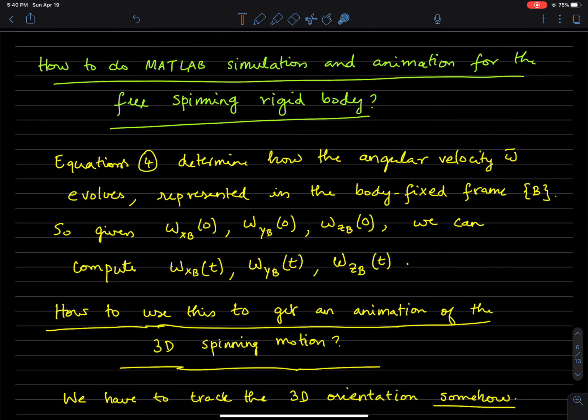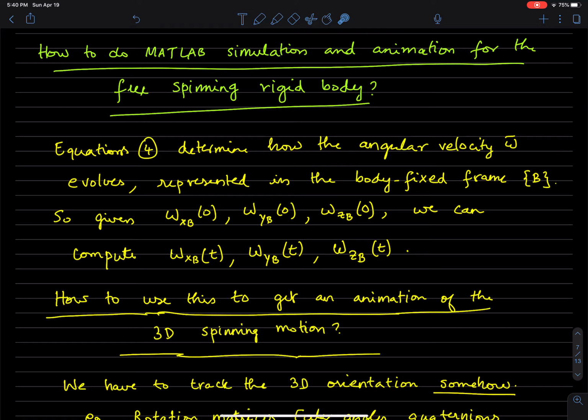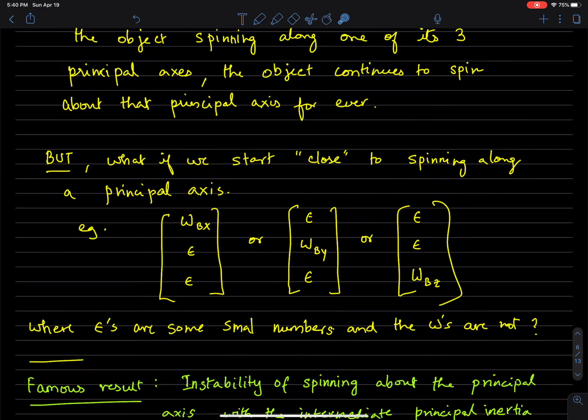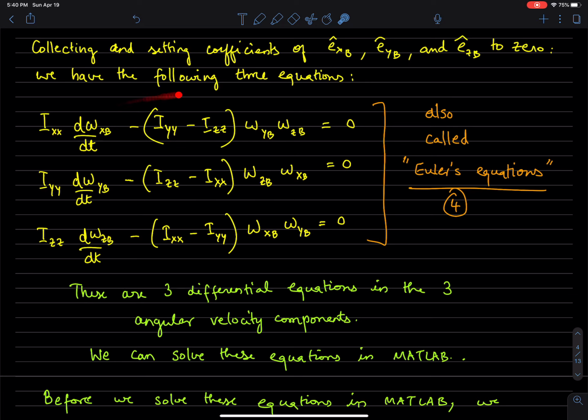Okay, how do you actually do a Matlab simulation and animation for this free spinning rigid body? If you actually wanted to do a simulation of this and see this in Matlab, how do you do that? Of course, we just derived these differential equations. Equations number 4, 3 differential equations for the omegas.